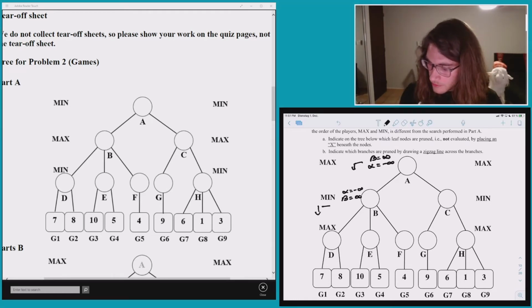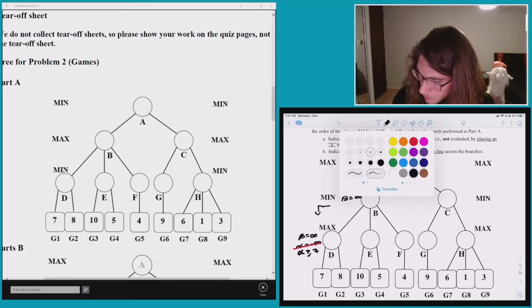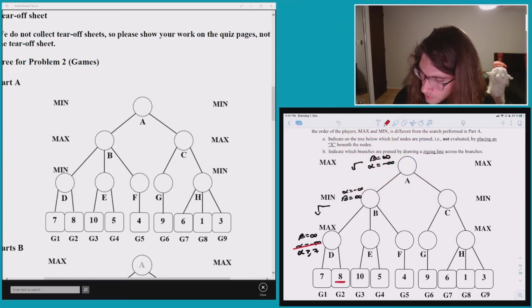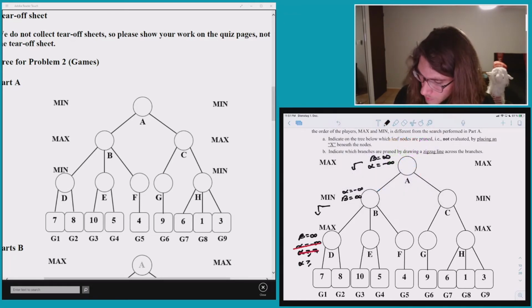And I go further down. Beta is equal to infinity, alpha still equal to negative infinity. And then I perform a static evaluation here. I see that it has a 7, which means alpha is greater than or equal to 7. And then I perform another static evaluation on 8. So that makes alpha greater than or equal to 8. Or better said, in this case, alpha is equal to 8.